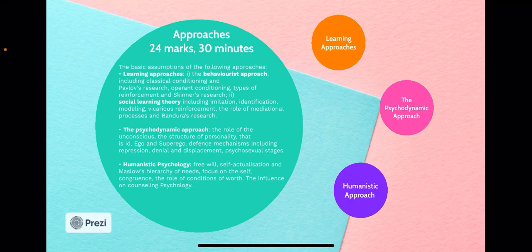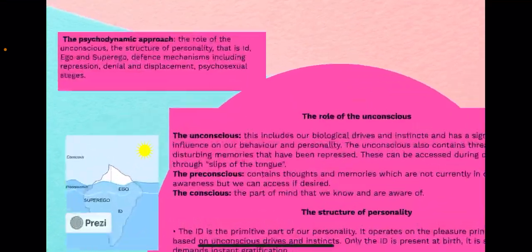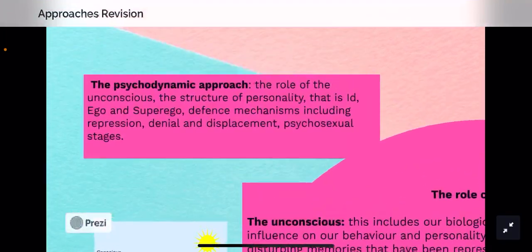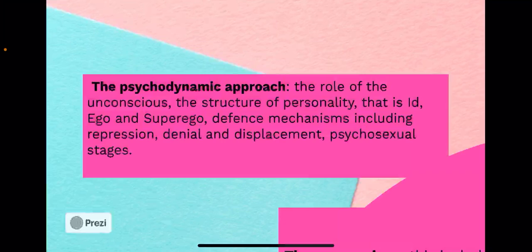Now we're going to look at the psychodynamic approach. If we have a look at the advanced information, we need to be looking at the role of the unconscious, the structure of personality, and we need to include the id, ego, and superego there. Defense mechanisms, including repression, denial, and displacement, and psychosexual stages.